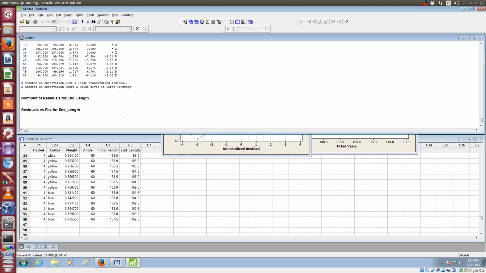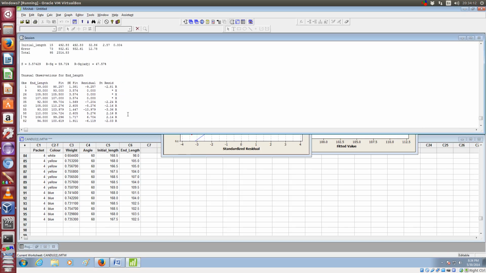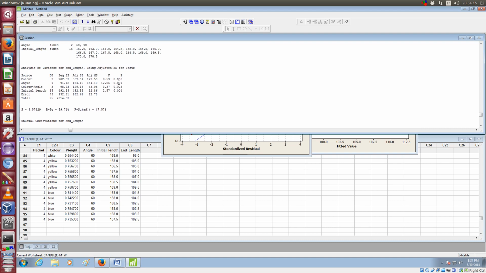The way of analysing it is exactly the same. Nothing changes in terms of how you interpret it. It's just that in this situation we're now including all of these variables. And one thing that I'm very happy to see is that the interaction term has actually become statistically significant when I include the initial length.